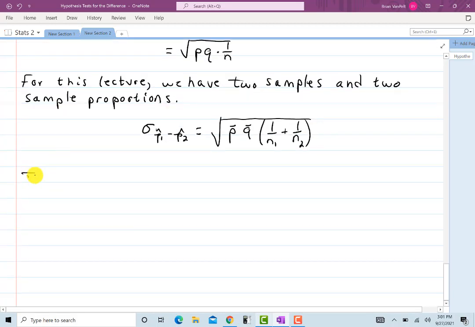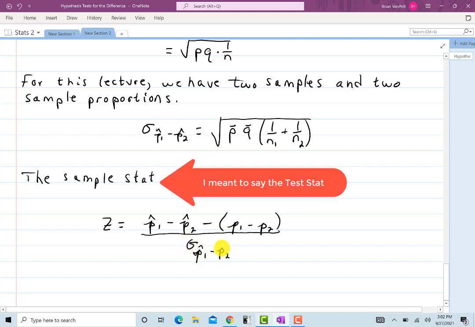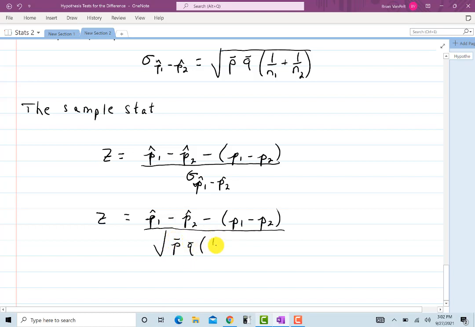The sample statistic looks like the following. We'll be using the Z table for this. We'll have P1 hat minus P2 hat, those are the sample proportions, minus the proposed population proportions, because they come from two different populations. And this will all be over sigma P1 hat minus P2 hat. Let me write one more step because we'll typically be able to do this all in one step. I'm going to have P1 hat minus P2 hat minus P1 minus P2. Now this portion in parentheses will usually be 0. Not always, it depends on the problem, but it will usually be 0. And then I'll replace the sigma with what it equals: the square root of P bar times Q bar times 1 over N1 plus 1 over N2.